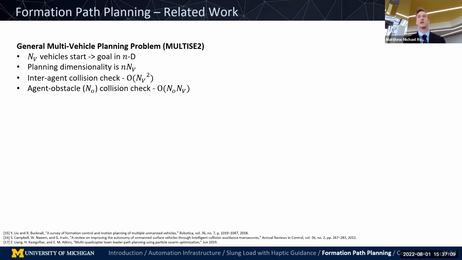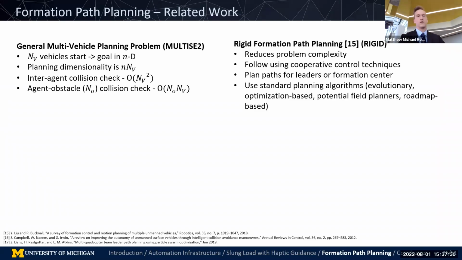And inter-agent collision checking is a function of the square of the number of vehicles because you have to check every pair to make sure they're not colliding with each other. Agent obstacle checking is also complicated, where it's the number of obstacles times the number of vehicles. With a few vehicles, this is fine, but as the number of vehicles scales up, you really want to do something to address this complexity. I'm calling that first group of methods multi-SE2.